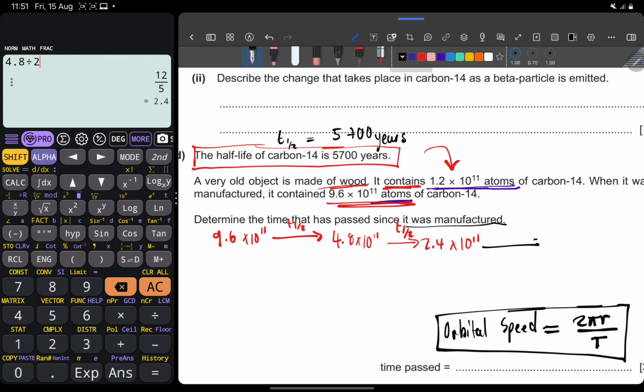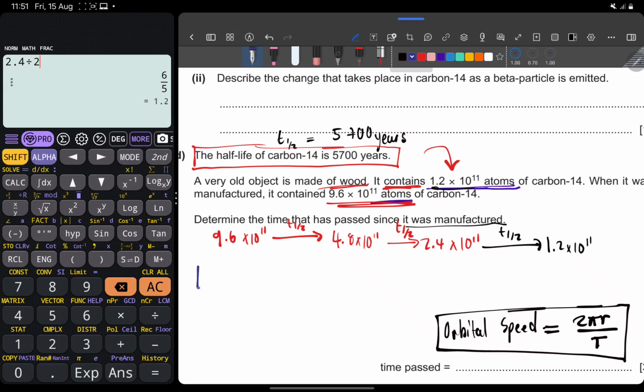Then we say another half-life would be, we want to get to 1.2. So we'd now say, what is 2.4 divided by 2? It's reducing by half, or reducing to half. So now it would go to 1.2 times 10 to the 11. So this is another half-life. So how many half-lives do we now have? 3 half-lives. So determine the time.